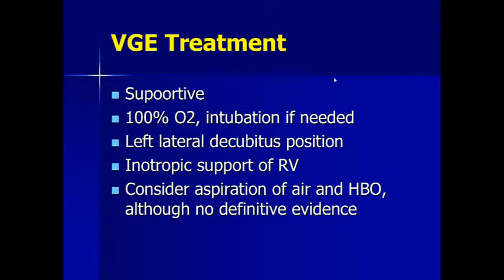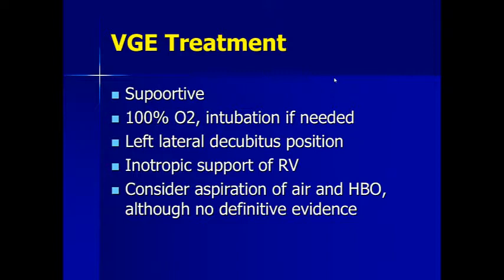Treatment of VGE is largely supportive. Depending on the degree of bubbles insufflated and the status of the patient, 100% oxygen is the mainstay, and then supportive care: intubation, CPR, inotropic support for the right side of the heart if needed, and placing the patient in left lateral decubitus. There's a theory that the bubbles will rise and kind of come out of the RV outflow tract to allow things to circulate.